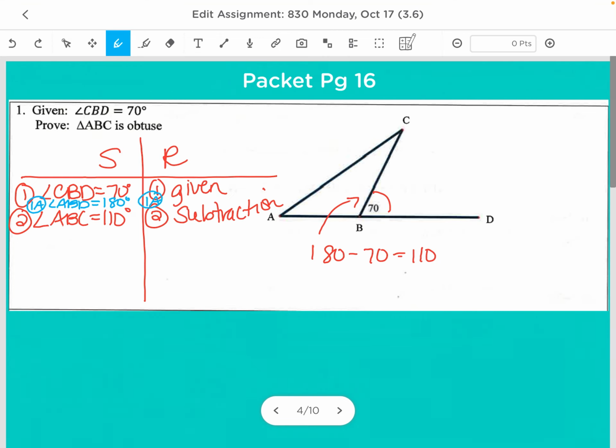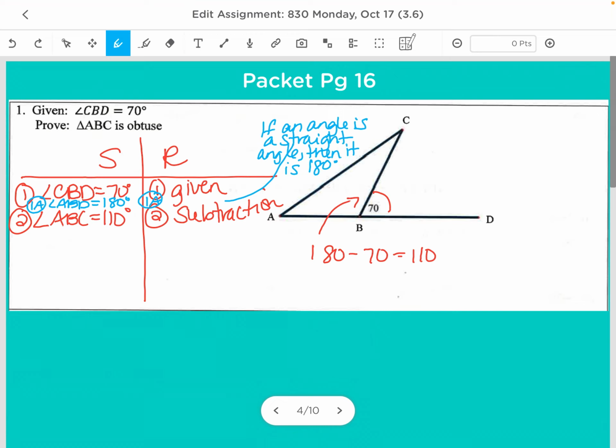And my reason behind this can just be, I'm going to kind of write this up here. If an angle is a straight angle, then it is 180 degrees. So now I can show how the subtraction actually occurred. So again, I don't have to state that it's a straight angle in my proof, but I do need to state that it's 180 degrees because that's how I actually do the subtraction.